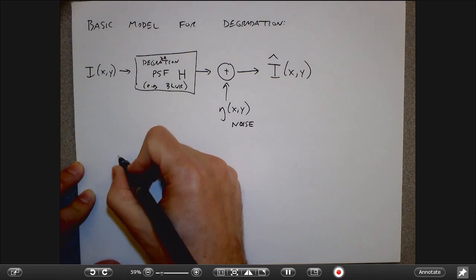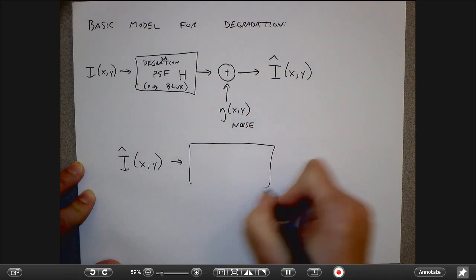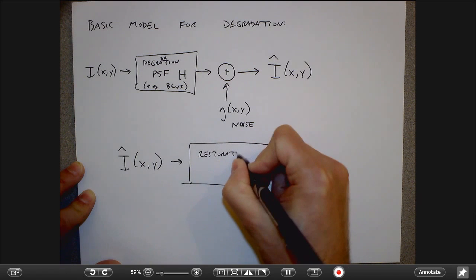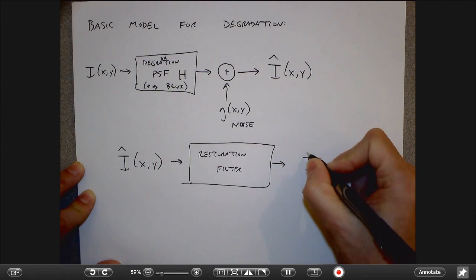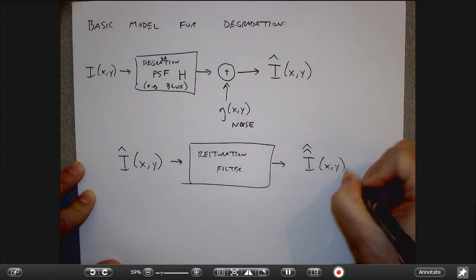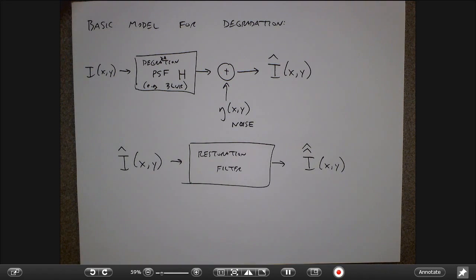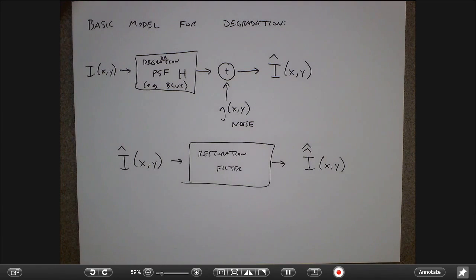What I want to do now is put this degraded image through some sort of restoration filter, to get some output that is hopefully as close as possible to the original input, for example, in a least squares sense. So I want the sum of squares of this minus that to be as small as possible. That's a mathematically well-posed problem that I should be able to find the optimal filter to solve.